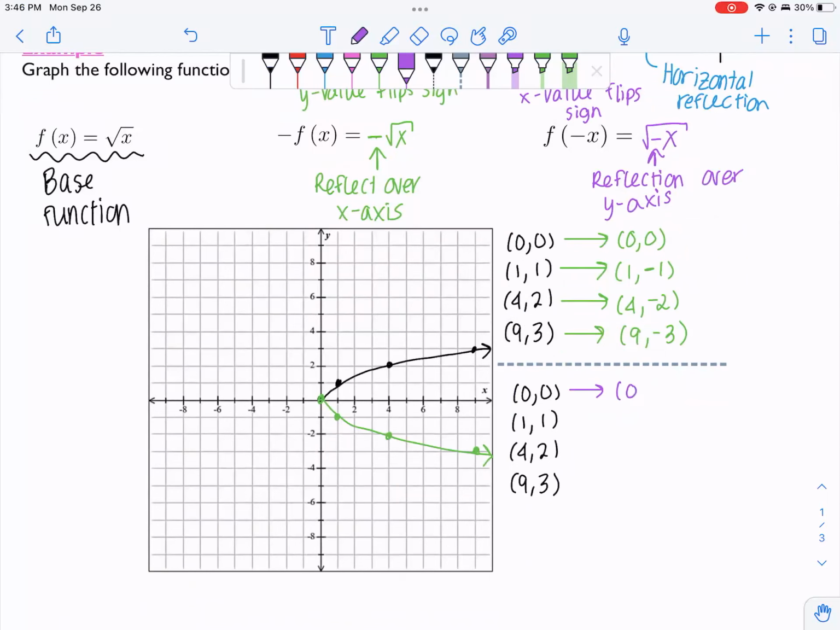So 0 isn't going to move anywhere. 1, 1 becomes negative 1, 1. 4, 2 becomes negative 4, 2. And 9, 3 becomes negative 9, 3. So I have 0, 0. I have negative 1, 1. I have 4, 2, negative 4, 2, and negative 9, 3.